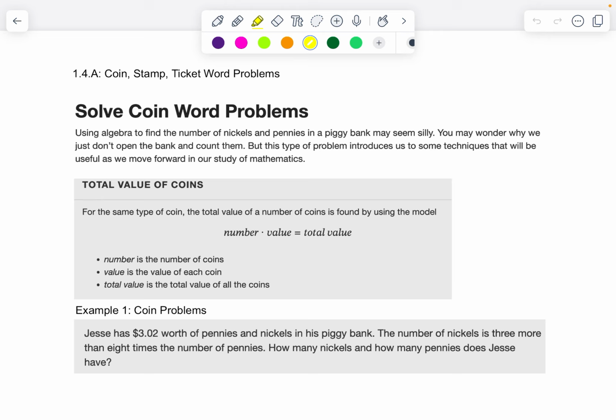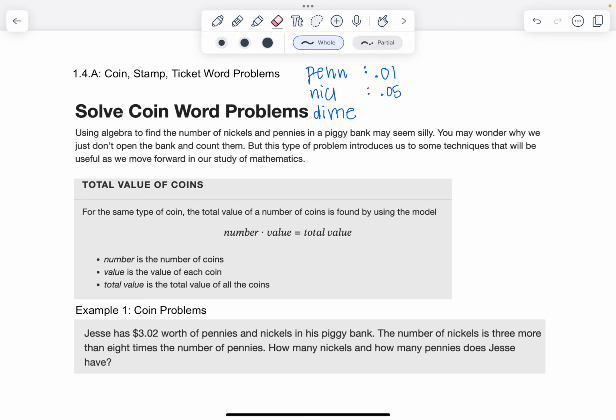So pennies, nickels, dimes, quarters. For those of you that do not remember or need a refresher, a penny is worth 1 cent. A nickel is worth 5 cents. Oops, I spelled nickel wrong: N-I-C-K-E-L. A dime is worth 10 cents, and a quarter is worth 25 cents. If you think you're going to forget that, then make sure you write that down.